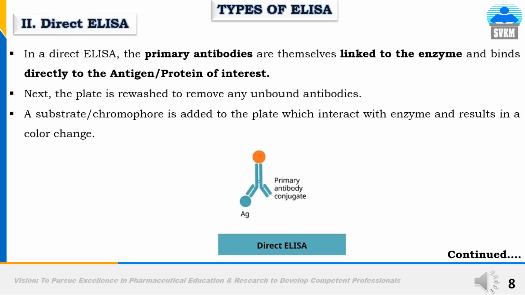The second type of ELISA is direct ELISA. It is same as that of the indirect ELISA. The only difference is that the enzymes are directly linked to primary antibodies instead of secondary antibodies. Primary antibodies will bind to antigen which is coated to the well of polystyrene plate. Any unbound primary antibody is washed off and directly we add the substrate which will react with the enzyme and it will generate the color.